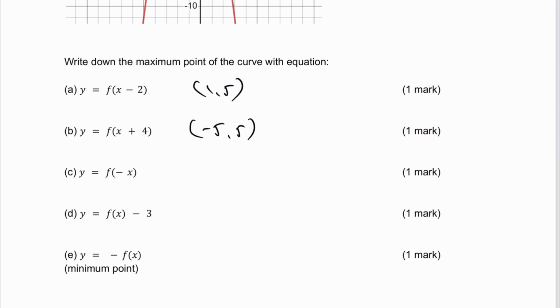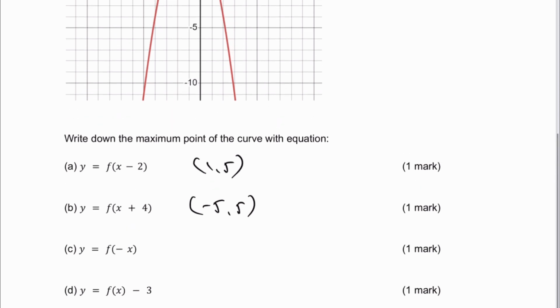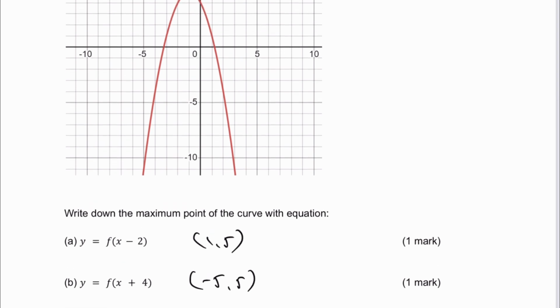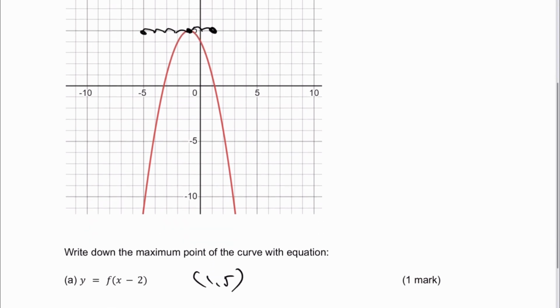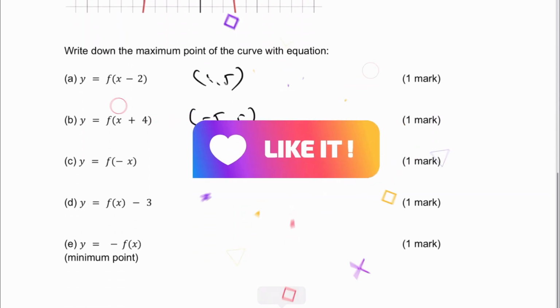Okay, the function of negative values of x, well, in that particular case that's going to be exactly the same as our first one. It's a reflection in the y-axis, so it's going to be difficult to draw on the screen, but this particular curve is going to be reflected something like that, so therefore the maximum point of that is going to be again 1, 5.